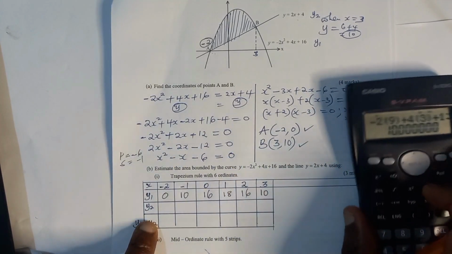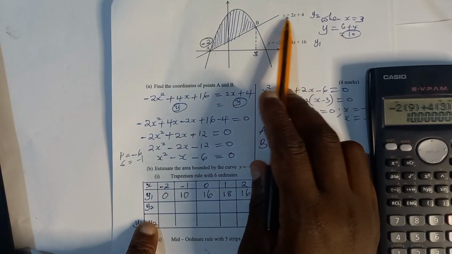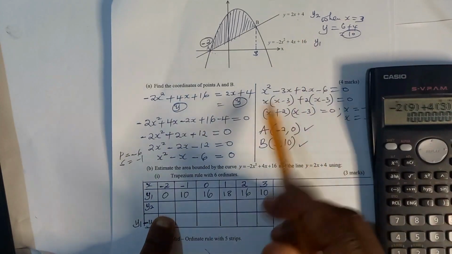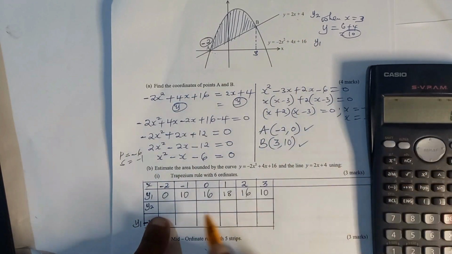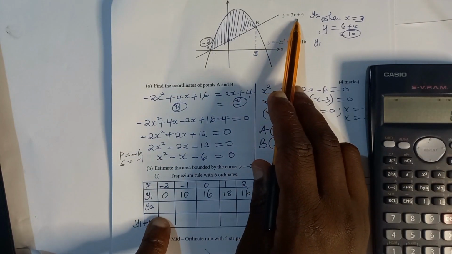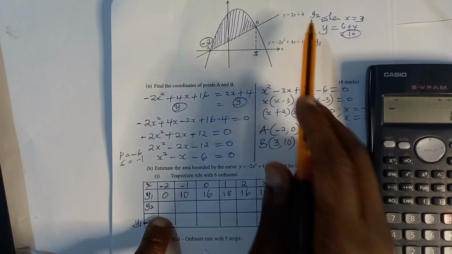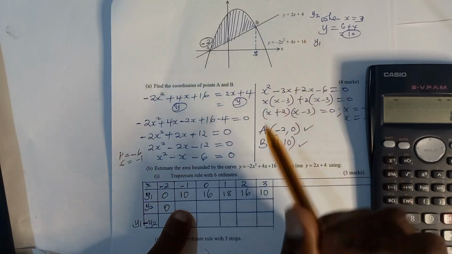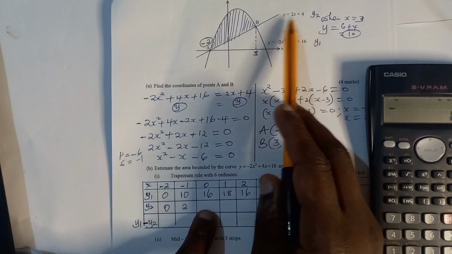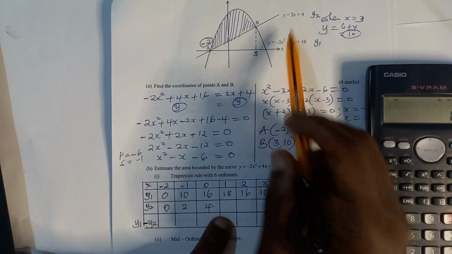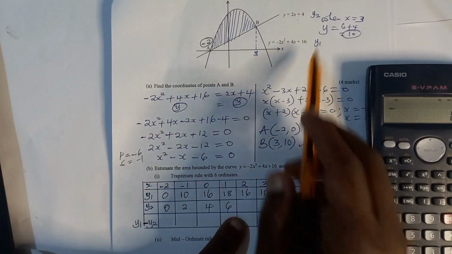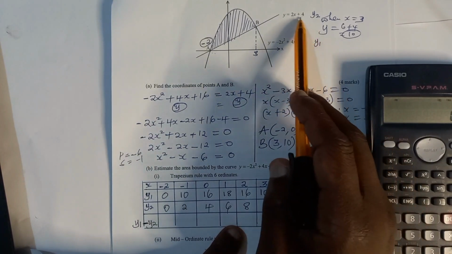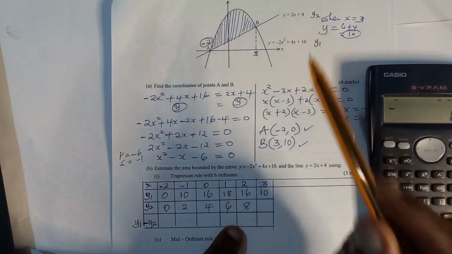Let's go now to the area under the line. We want to get that. So under this line now, we're going to use this equation. We're going to fill this one very fast. When x is -2, this will be -4 plus 4, that will be 0. When x is -1, this will be -2 plus 4, that will be 2. When x is 0, y will be 4. When x is 1, this will be 6. When x is 2, this will be 4 plus 4, that will be 8. And then when x is 3, this will be 6 plus 4, that will be 10.